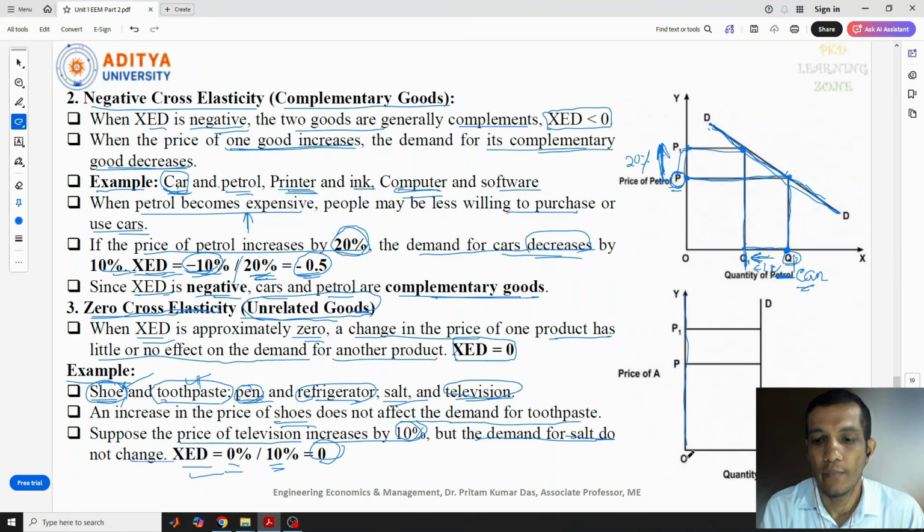This is the plot, with the x-axis showing price of A and the y-axis showing quantity of B. You can see the price increased for one product, the television, by 10%. Initially it was here, now it is here. Though it is increased, there is no change in the demand. It is constant as usual. If the price of one product increases, there will be no effect on the other products. That's what is called unrelated goods, and that comes under zero cross elasticity.